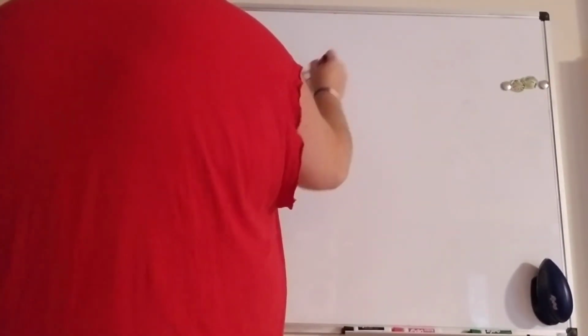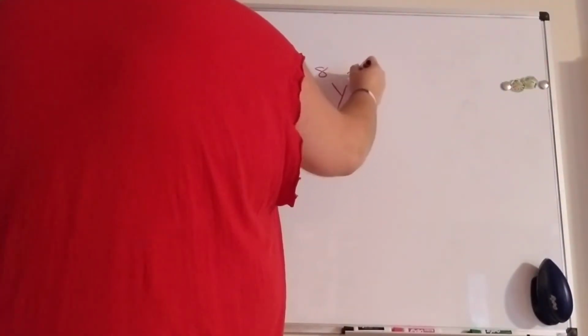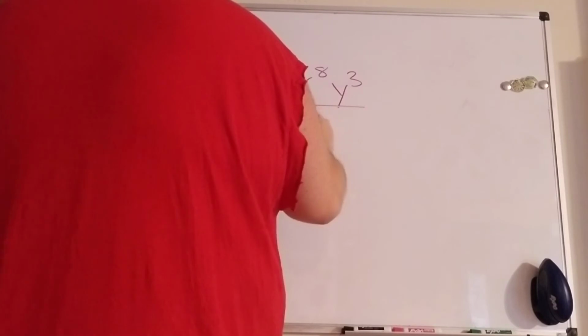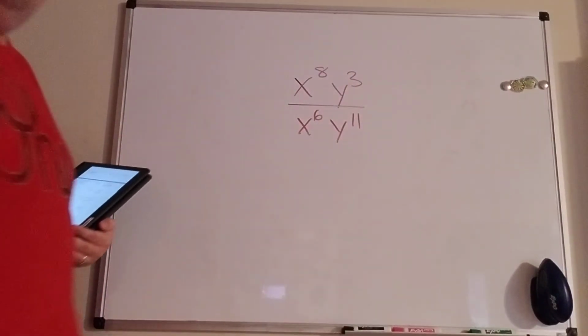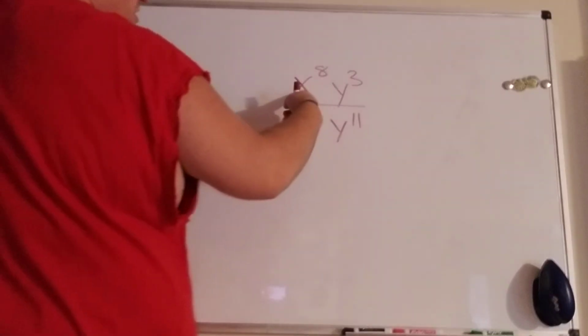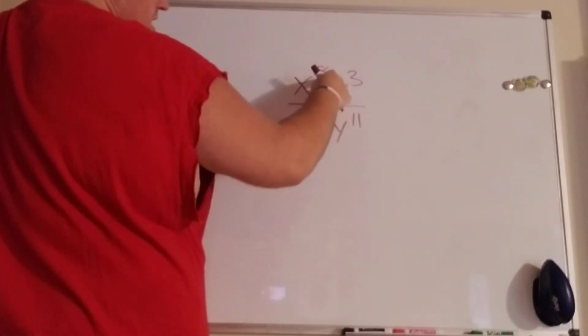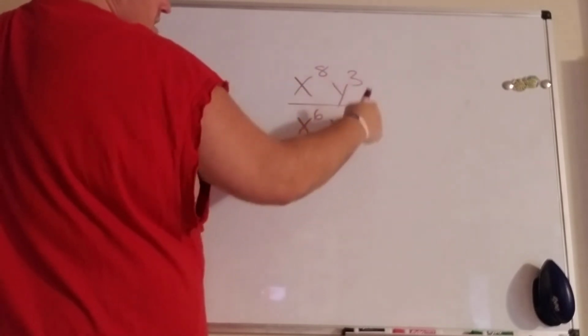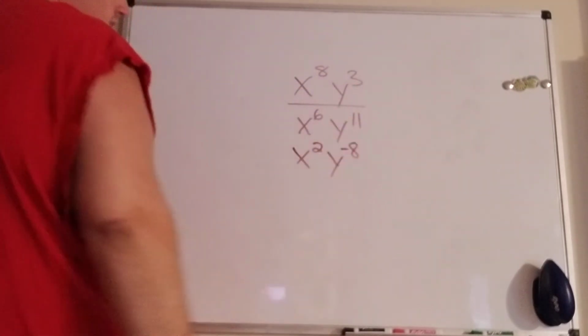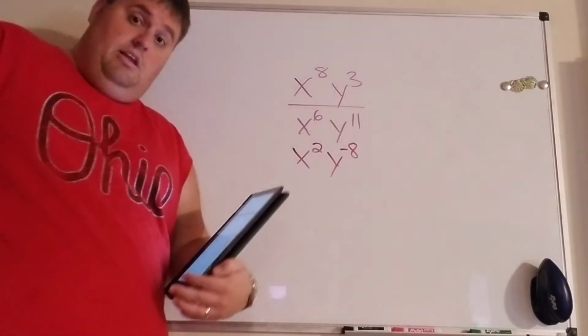So we got x to the 8th, y to the 3rd, x to the 6th, y to the 11th. All right, our division rule says we keep the base, we subtract the exponents. Keep the base, 8 minus 6 is 2. Keep the base, 3 minus 11 is negative 8. Awesome. So then I'm done.